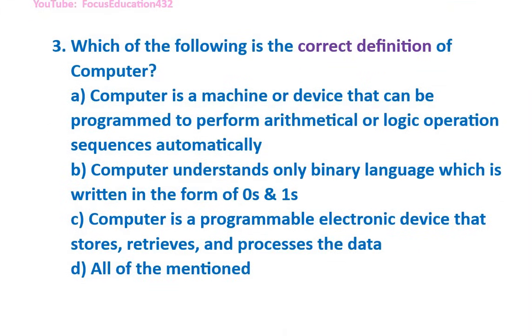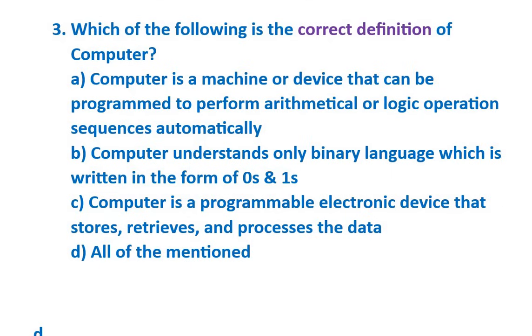Which of the following is the correct definition of a computer? So here, the correct definition is what? A computer is a programmable electronic device that stores, retrieves, and processes the data. So the correct answer here is, we can say, a computer is a machine or device that can be programmed to perform arithmetic or logical operations. Arithmetic operations means like plus, minus, multiplication, divide. Logical operations means like AND, OR, NOT operations.